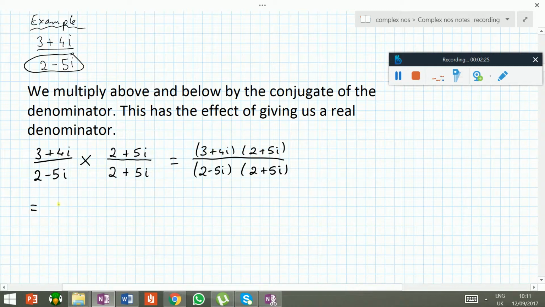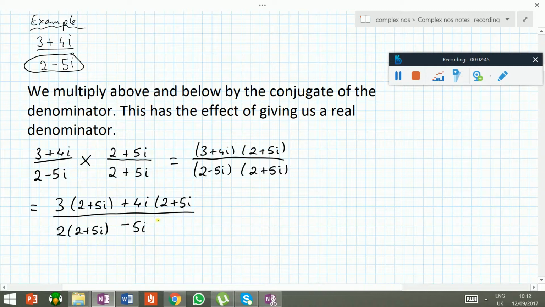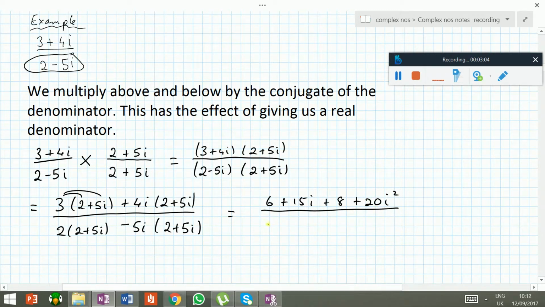Now we can split the bracket on top. We're going to go 3 times the second bracket, 2 plus 5i, plus 4i times 2 plus 5i. And we're going to do the same for the denominator: 2 times 2 plus 5i, splitting the first bracket, minus 5i times 2 plus 5i. Multiplying out the top using rainbows, you have 6 plus 15i plus 8 plus 20i squared. At the bottom you have 4 plus 10i minus 10i minus 25i squared.